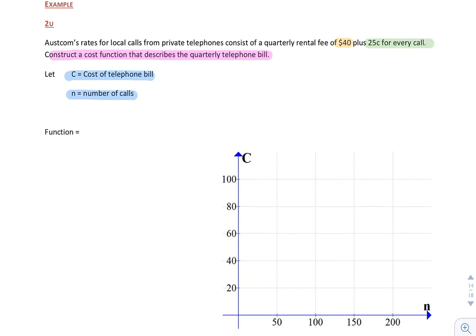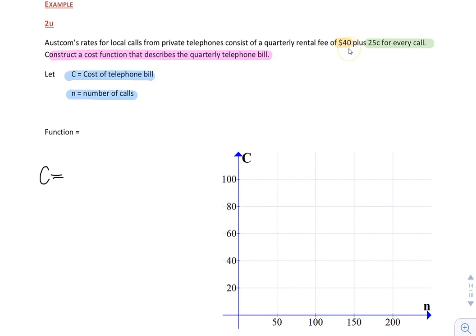Okay, we're up to constructing our function. Because we're given information that C equals the cost of the telephone and that N is the number of calls, you must use C and N. So in this particular case, I'm going to have the cost is equal to. Now I need to use the information that I'm given up here.